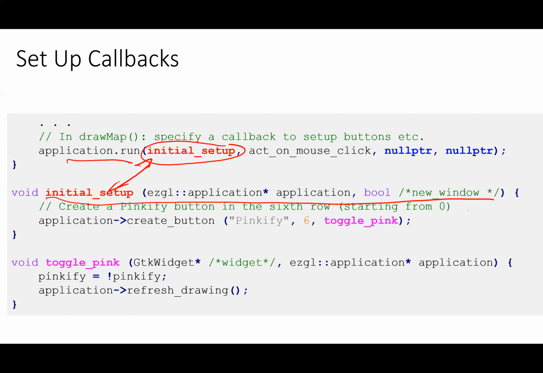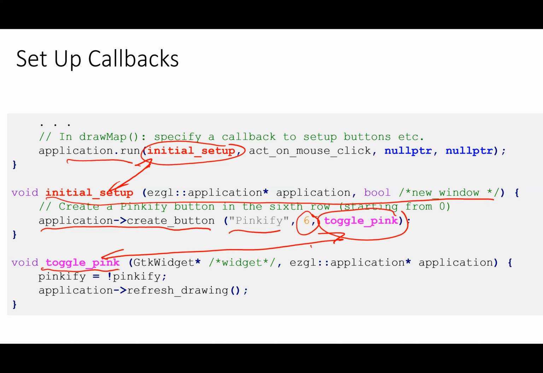I want to create a Pinkify button. So I just say, create button, its name is Pinkify. I want it to be in the 6th row of my user interface, because I counted my buttons, and there are already 0, 1, 2, 3, 4, 5 buttons above it that I want. So I want all the zoom and arrow buttons above it. So I want it to be in the 6th position, and I have to say what its callback function is. When it's clicked, what do you do? Whatever function name I put there, I have to write that one. I said it's going to be called toggle pink.